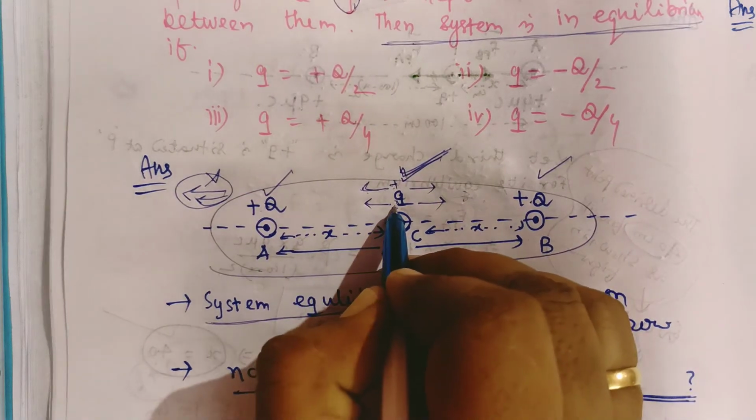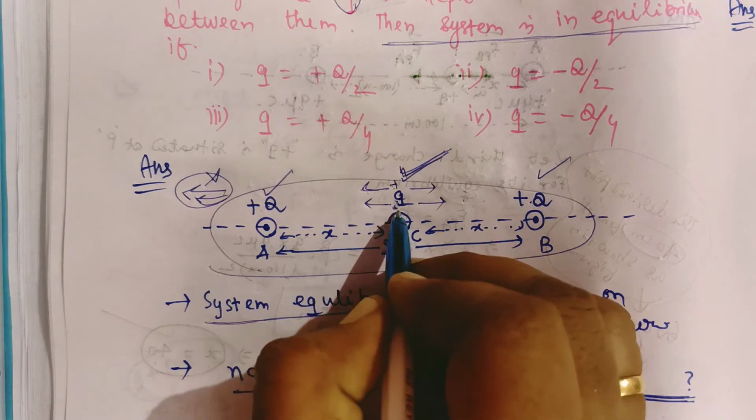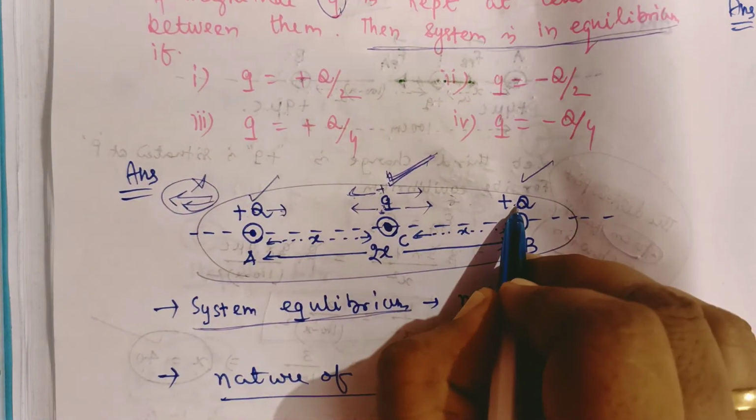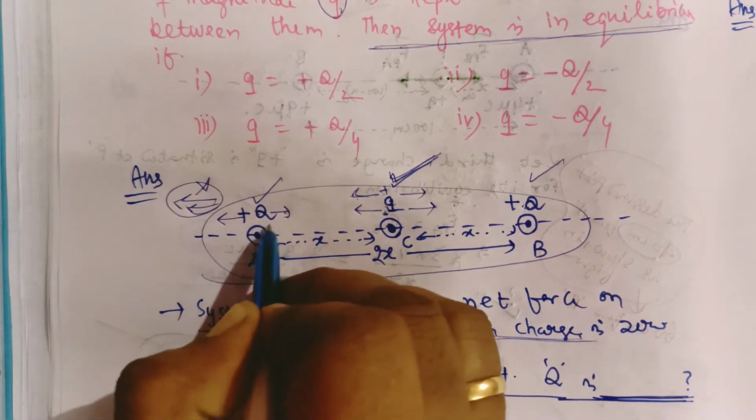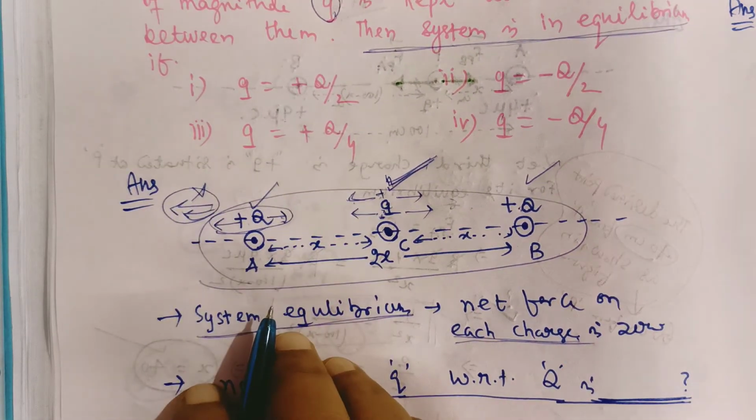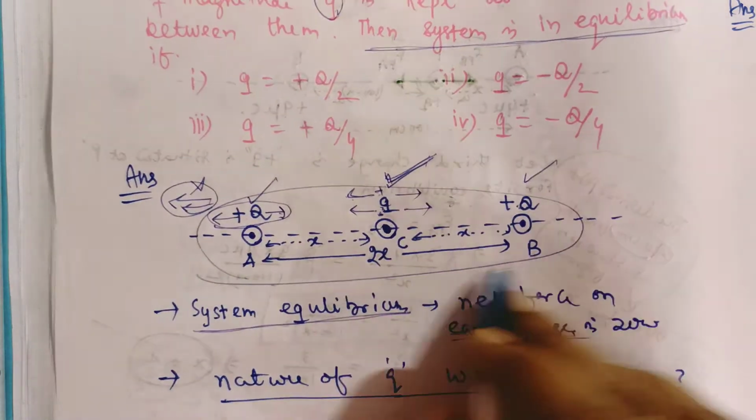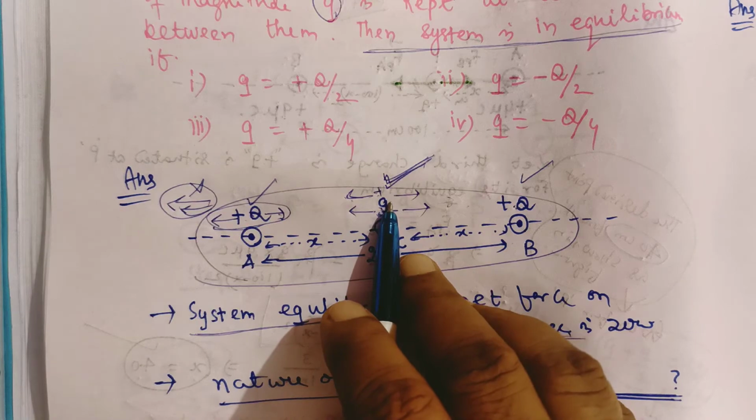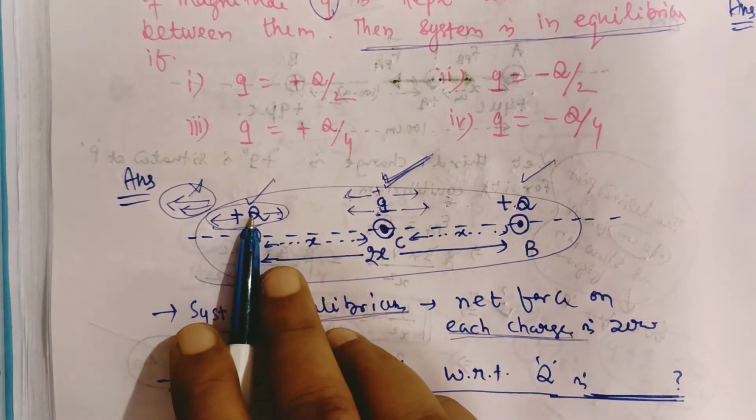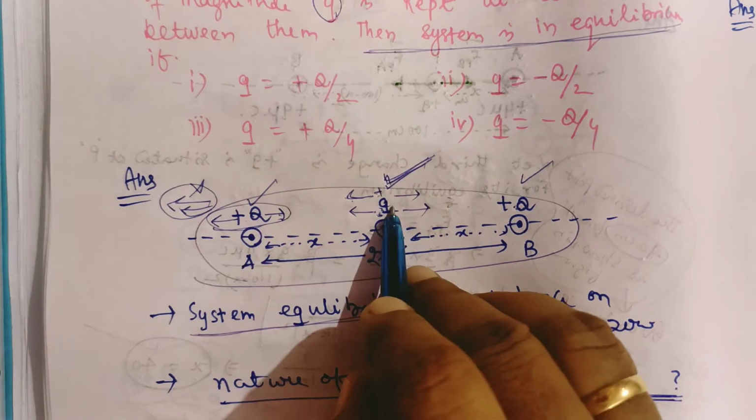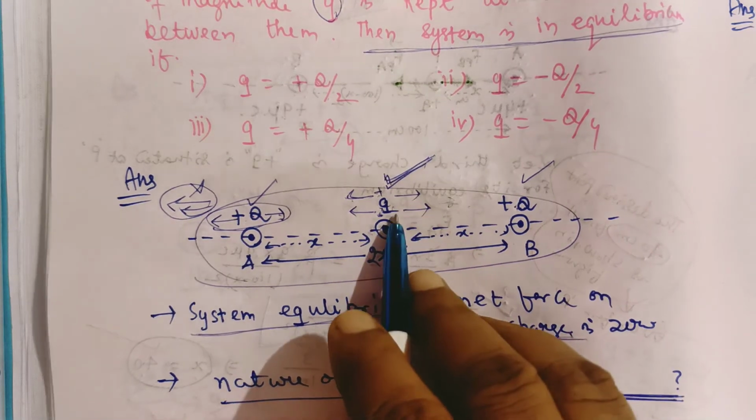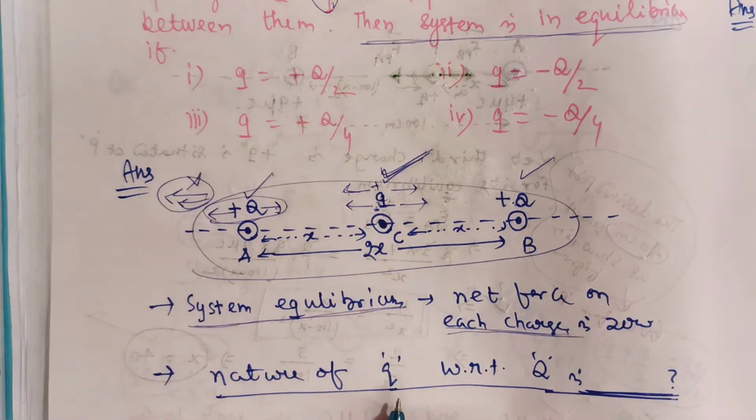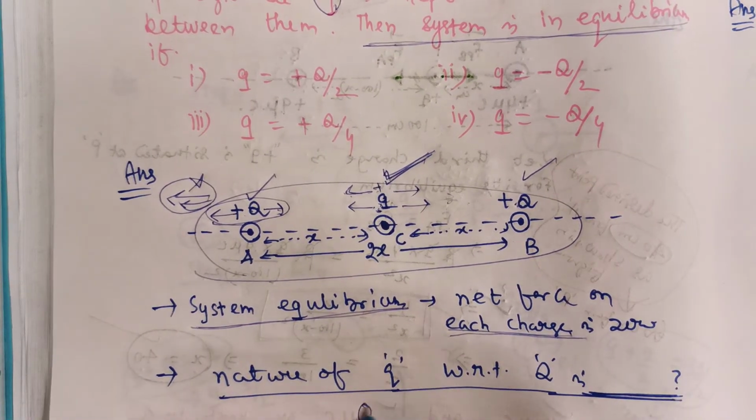But if you take a minus sign, what happens? The minus charge will attract this one, and at that moment this plus charge will repel this one. So it can be in equilibrium. So the system will be in equilibrium. The third charge's nature must be opposite to the nature of capital Q. If only the third charge is in equilibrium, its nature may be positive or negative. So in this problem, the nature of small q with respect to Q is what? Opposite.